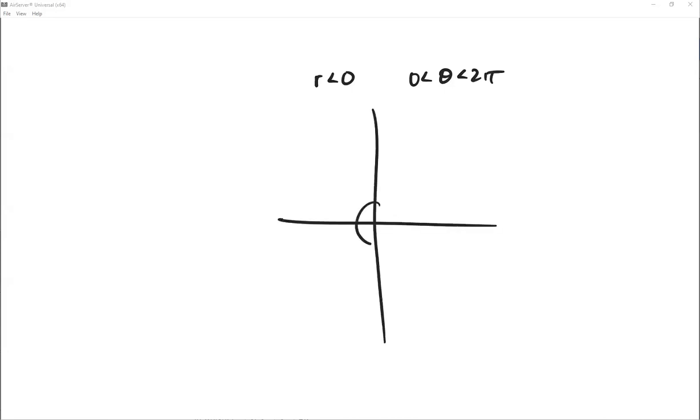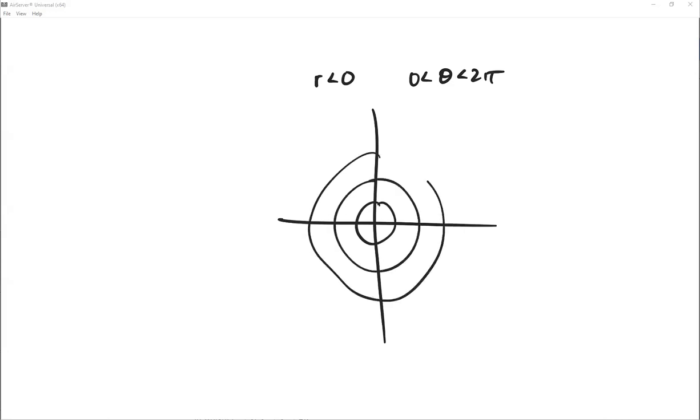All right, number 4. These shouldn't be too hard the rest of the way, hopefully. R has to be less than 0, and theta has to be between 0 and 2 pi. If we have, you might want to graph it in the beginning. So 1, 2, 3, and 4. Okay, and if it's 4 and 3 pi over 4, it'd be right here, right?